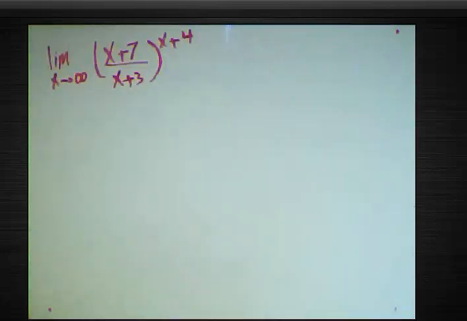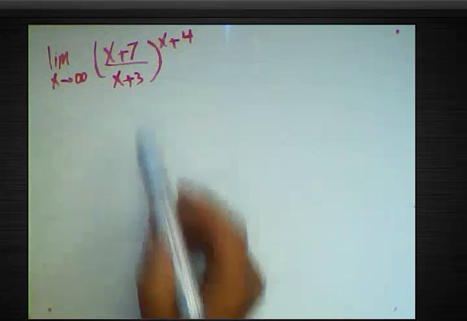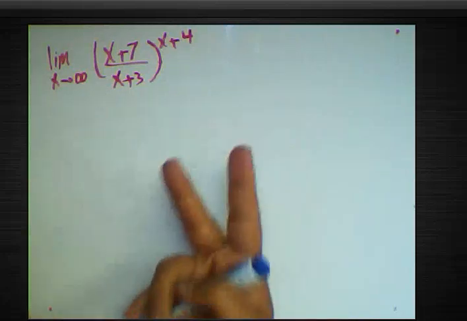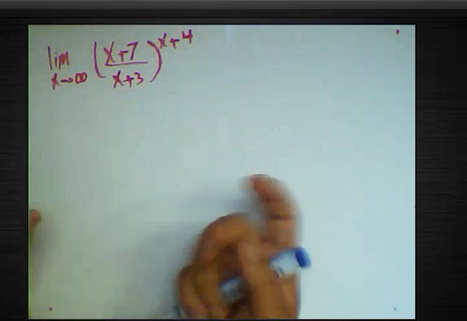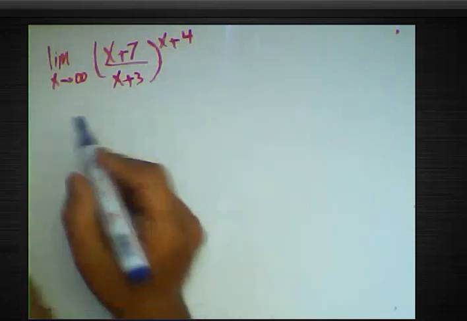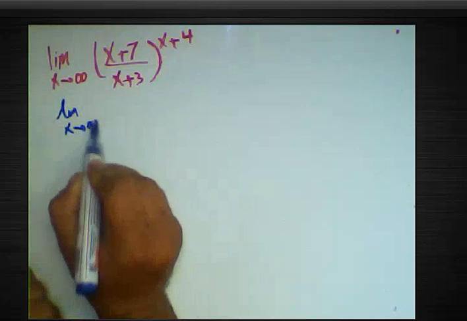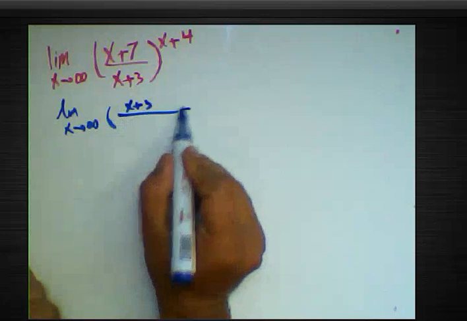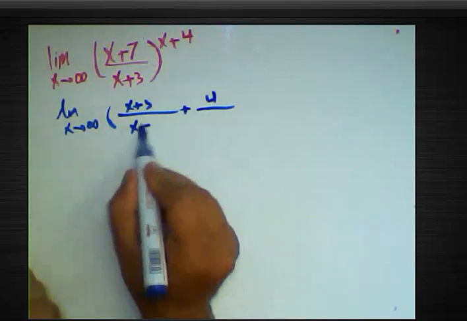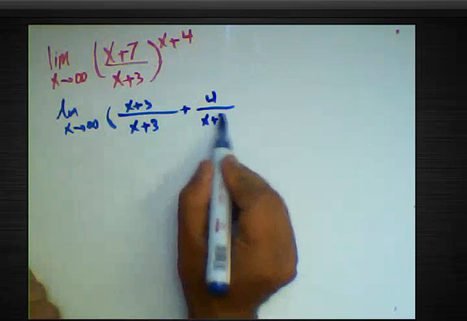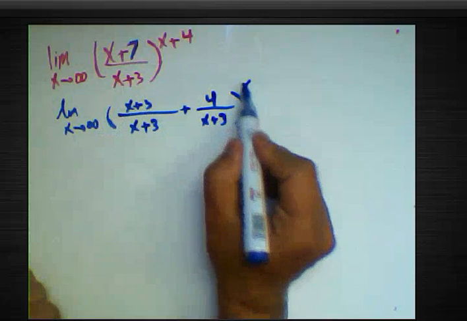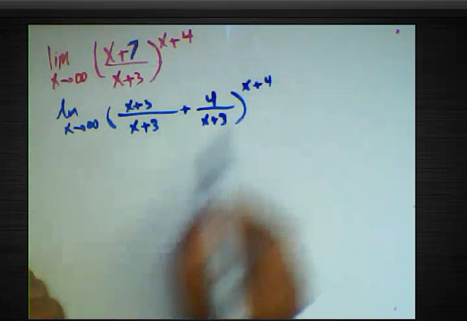Look at this example. I will solve it by two methods. First method: we can convert 7 to 3 plus 4, then divide the numerator into two parts, two functions, and put x equal to infinity in the first and second by using the rule to find the result. I write the limit as x approaches infinity of the function (x plus 3 plus 4) over (x plus 3), all to the power x plus 3. I write 7 as 3 plus 4, and the power here is x plus 4.